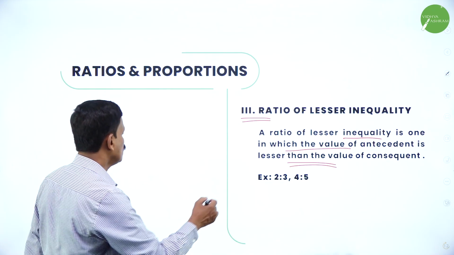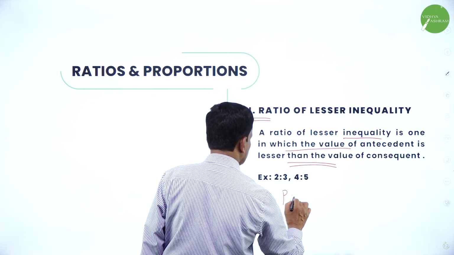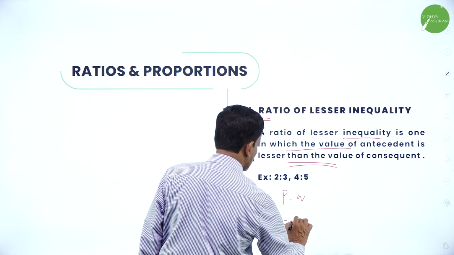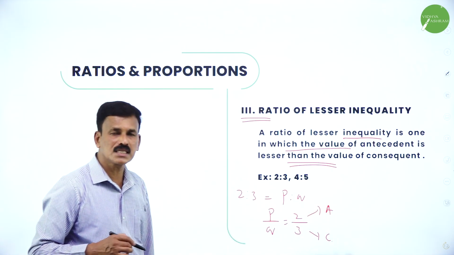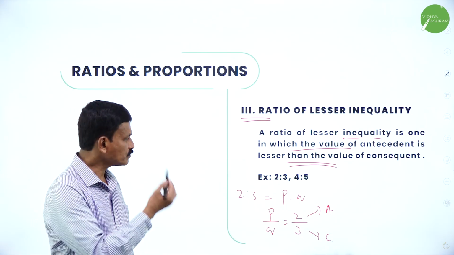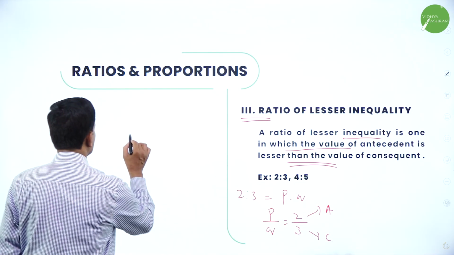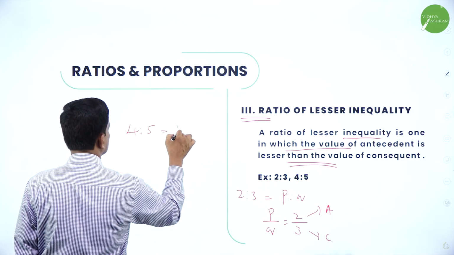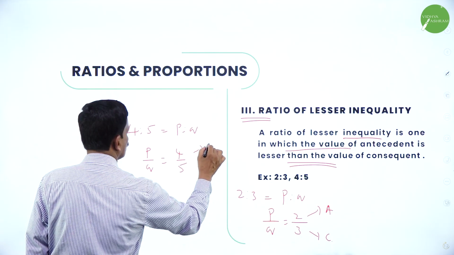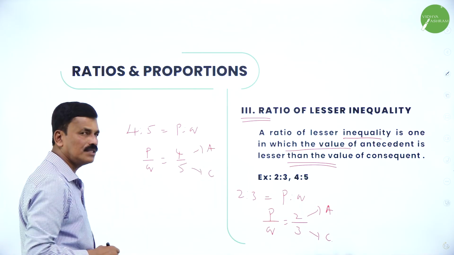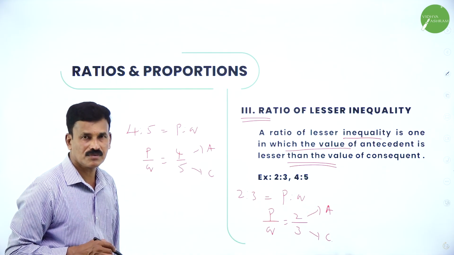Let us take an example. Here 2:3, this is P:Q. P by Q is equal to 2 by 3, so this is the antecedent and this is the consequent. The antecedent is less than the consequent. Therefore, this is an example of a ratio of lesser inequality. Similarly, if we consider 4:5, P by Q can be written as 4 by 5. The antecedent 4 is less than the consequent 5. Therefore, this is also an example of a lesser inequality.